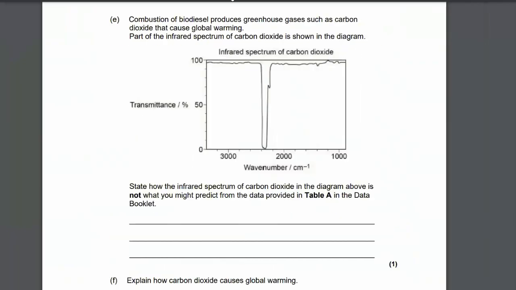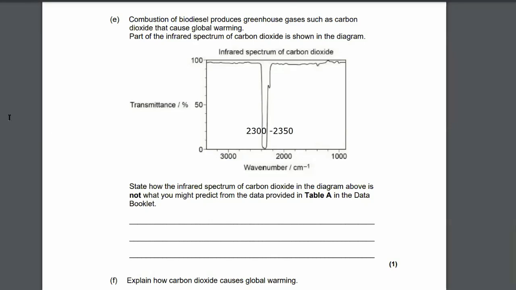Okay, part E. Combustion produces greenhouse gases such as carbon dioxide that cause global warming. Part of the infrared spectrum of carbon dioxide is shown in the diagram. State how the infrared spectrum of carbon dioxide in the diagram above is not what we would expect from the data provided in Table A of the data booklet.